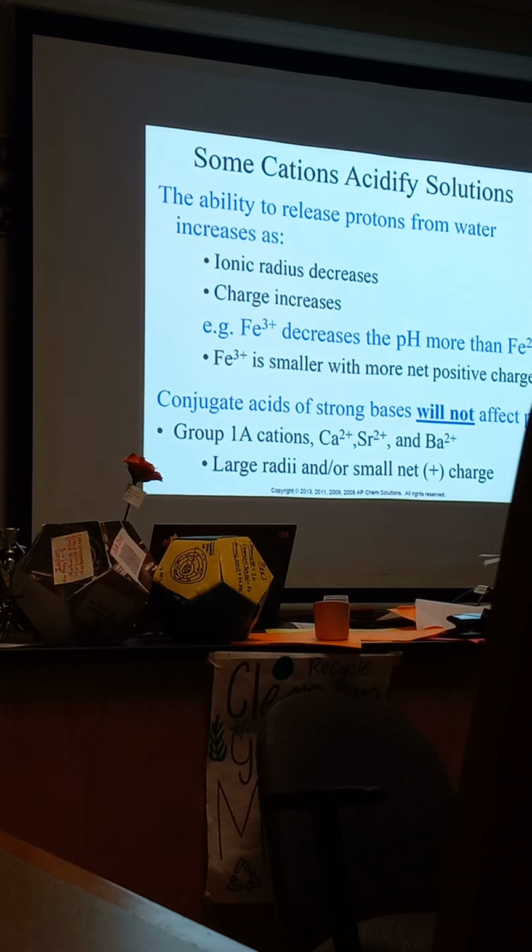So conjugate acids of strong bases will not affect the pH. So Ca2 plus, Sr2 plus, and Ba2 plus, they cannot change. The same reason that they allowed it to become a strong base is also the reason why they won't affect the pH at all, is because their radius is too large.